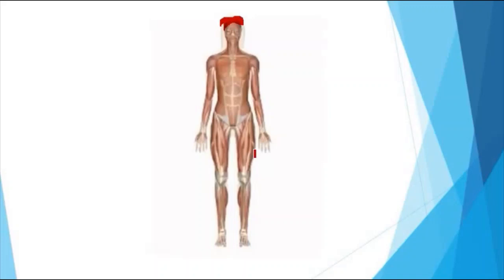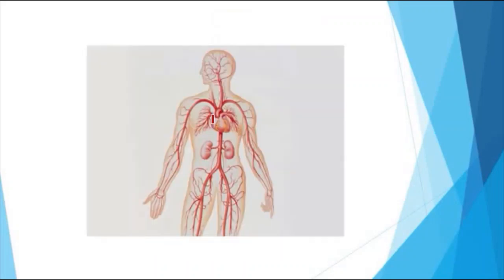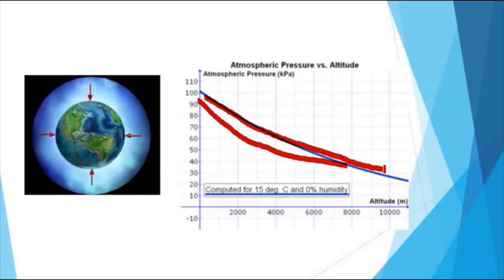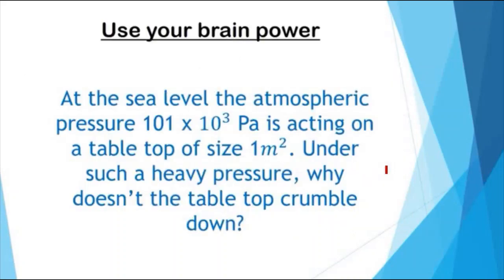However, the cavities in our body are also filled with air and arteries and veins are filled with blood. Therefore, we do not get crushed under water and due to atmospheric pressure as the pressure is balanced. The Earth's atmospheric pressure decreases with height from the sea level as shown in the figure.